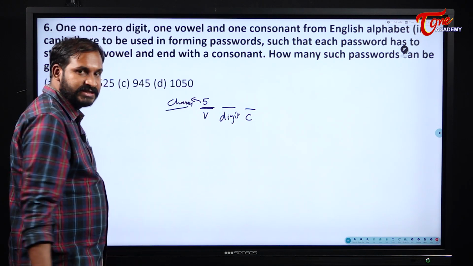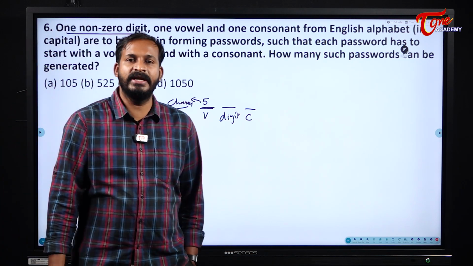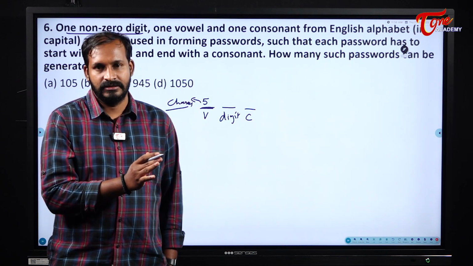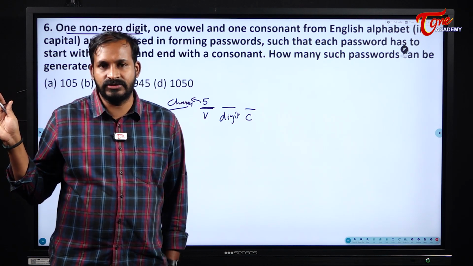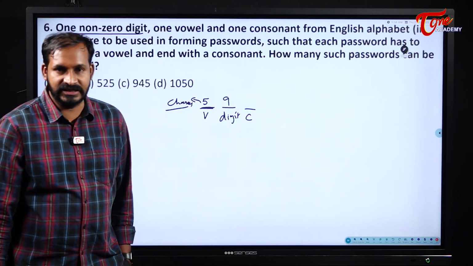When it comes to the digit, what are they telling? Non-zero digit. How many non-zero digits? Overall, digits are 10 in number, and 0 is included in that. Non-zero means we should remove 0. So how many chances will I have for the middle one? I will have 9 chances.